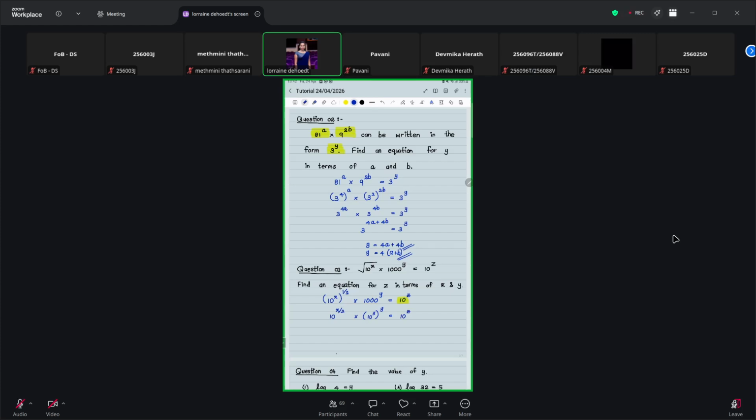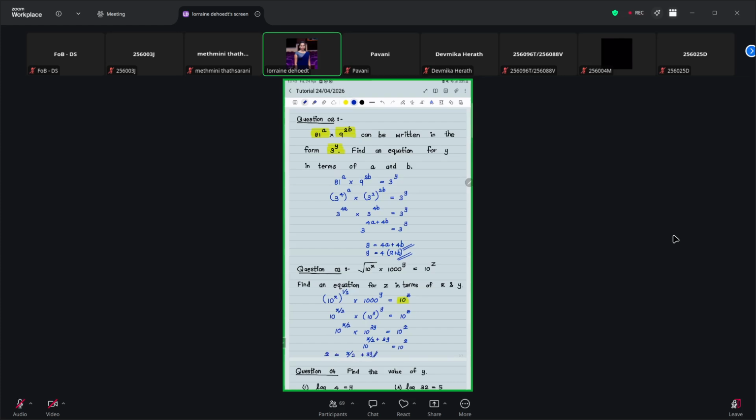Okay, now you can simplify this as 10 to the power 3y, because when you are getting the power of a power, you need to multiply both powers. And 10 to the power z. Now you can add the indices. Then x over 2 plus 3y equals 10 to the power z. Now you can see the bases are equal. That means the indices are also equal. That means x equals z equals x over 2 plus 3y.